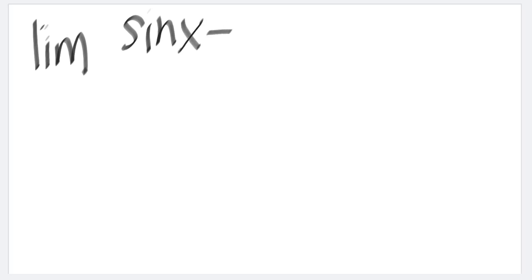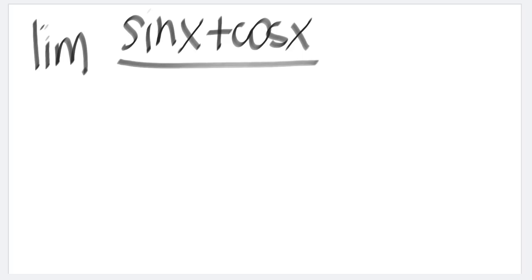Okay, so we'll now solve one example for transcendental limits. This involves some trigonometric functions. For example, you want to solve the limit of sine x plus cosine x over cosine 2x as x approaches negative pi over 4.